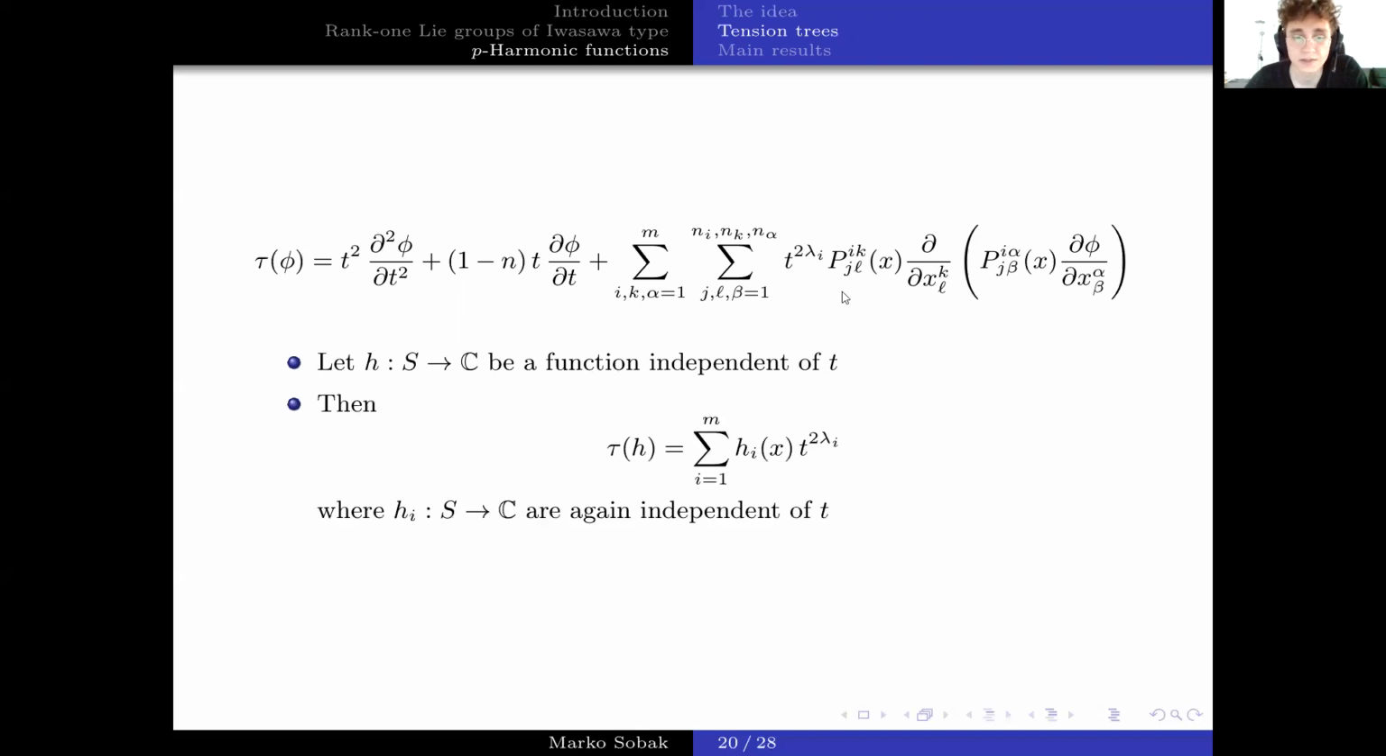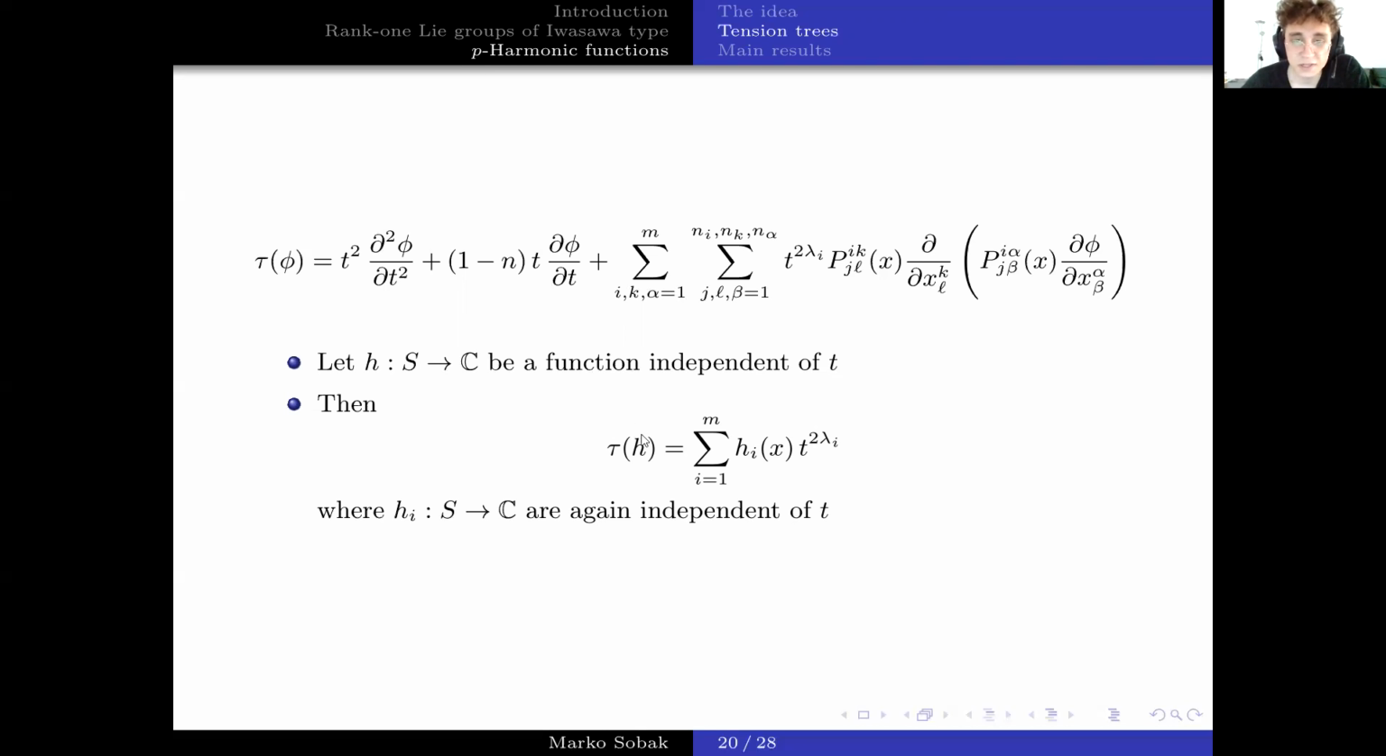What I mean by this is that if you take a function which is independent of t and you apply tau to it, then you get some sort of a sum. If you just isolate the sum with respect to i, then you get this t part, t to the power of 2 lambda i, and then everything that remains is something that depends only on x. So you get some function h_i that depends only on x in each term of the sum. This is the general structure of the Laplace-Beltrami operator when you apply it to a function that depends only on x.